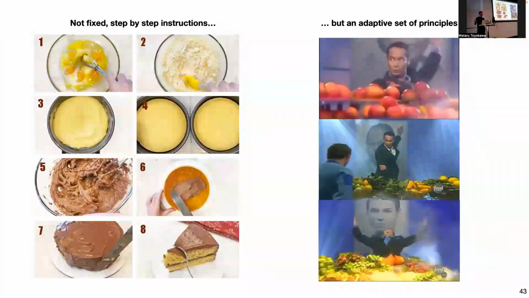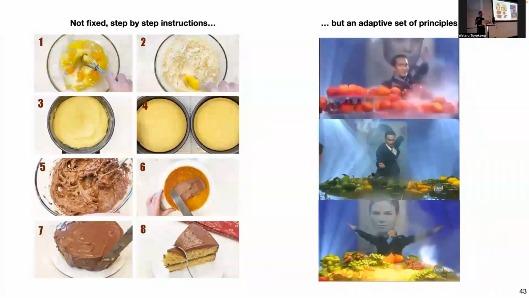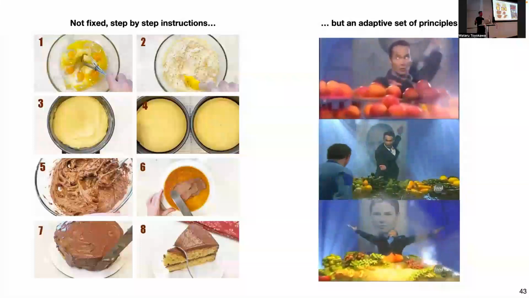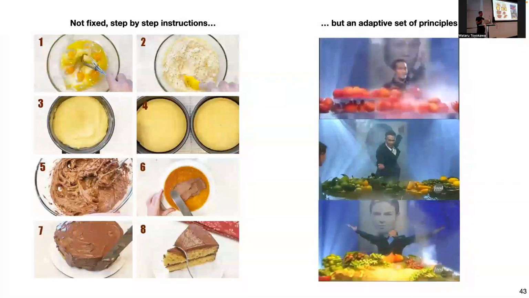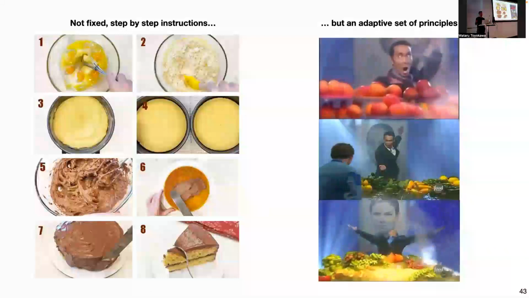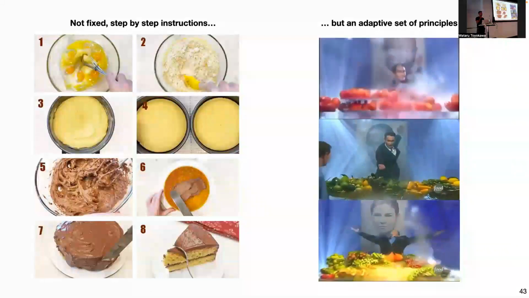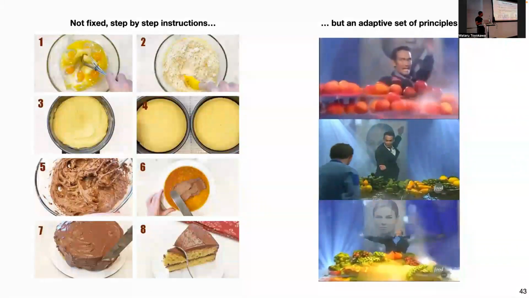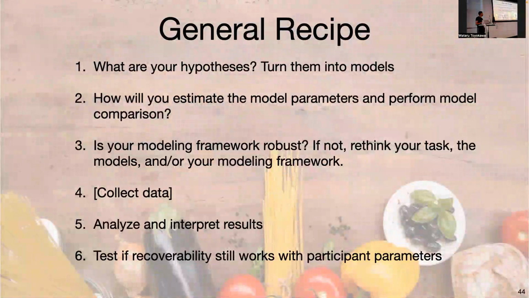We're giving you some set of adaptive principles, but ultimately when you're applying it to your own research, you're going to have some sort of different secret ingredients, right? And you're going to have to rise to the challenge and adapt what we teach here to your specific situation. So this is kind of what the general recipe looks like.